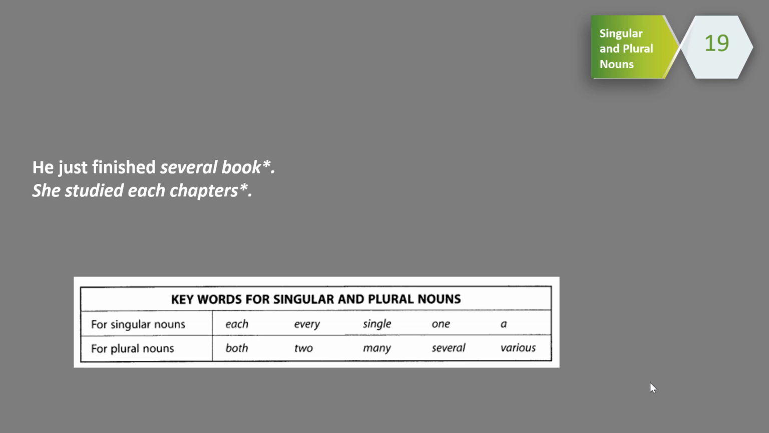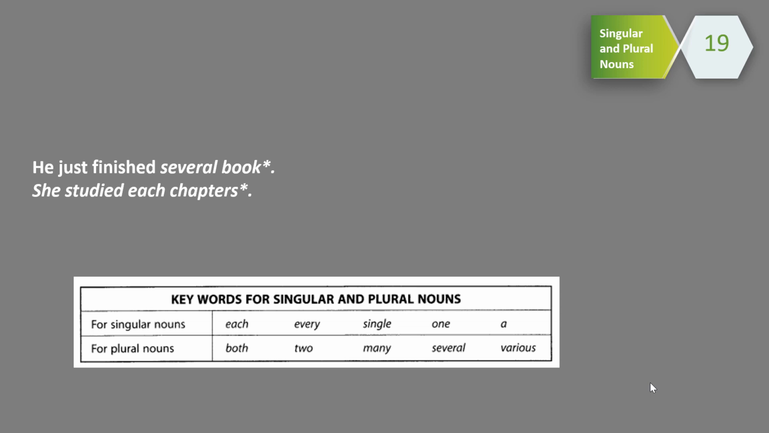Have a look at the expression of quantity. Each. Each is for singular noun, but in this sentence, we can find a plural noun, chapters. So that's why this sentence has an asterisk, because chapters must be only chapter without S.